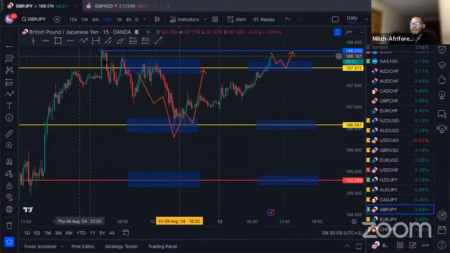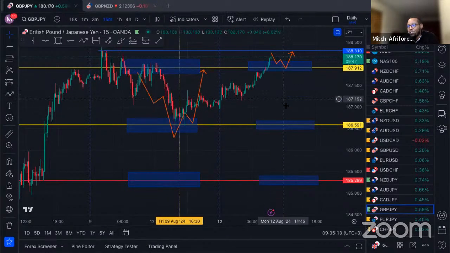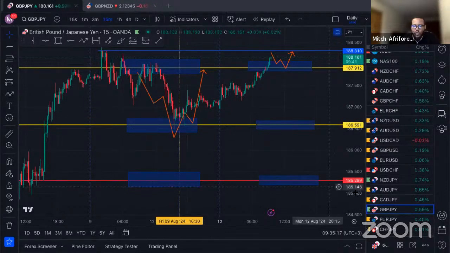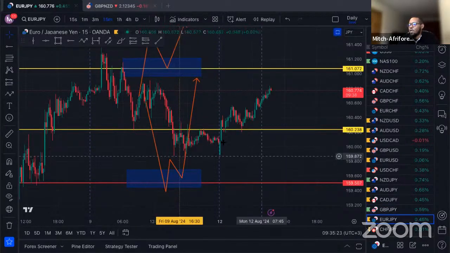Don't be surprised that something similar to yesterday, or at least on Friday, could end up happening again, where you could easily see the price coming down lower. So we'll wait to see what ends up happening on the British pound against the Japanese yen. So moving on to the next yen pair we do have, which is the euro against the Japanese yen.